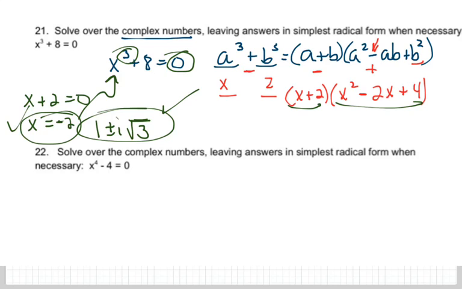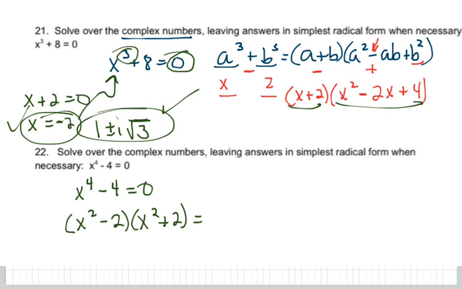Problem 22, not quite as involved. It's x to the 4th minus 4 equals 0, a quartic equation. Okay, it's only got 2 terms. This is a difference of 2 squares, x squared minus 2 times x squared plus 2 is its factorization. Now that it's factored, we can set each factor equal to 0 and solve it.